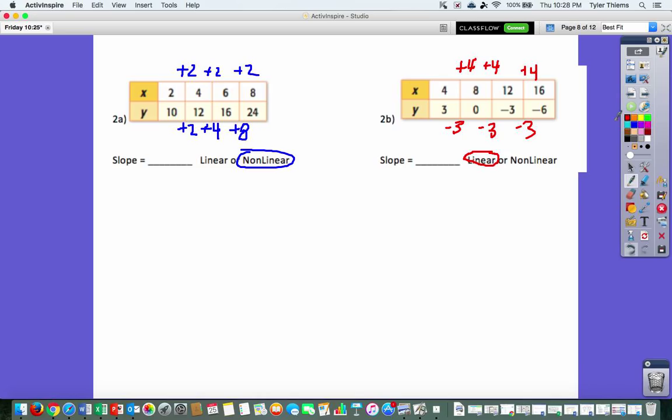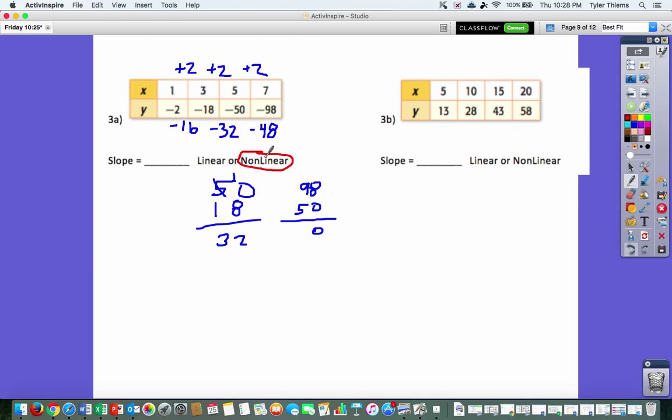And then our slope is going to be, let's see, change in y is negative 3 over 4. That's our slope. So the 2a is nonlinear, 2b is linear, slope of negative 3 over 4. 3a is nonlinear. I want to try 3b now. Actually, I want you to try 3b. Press pause and try 3b on your own.